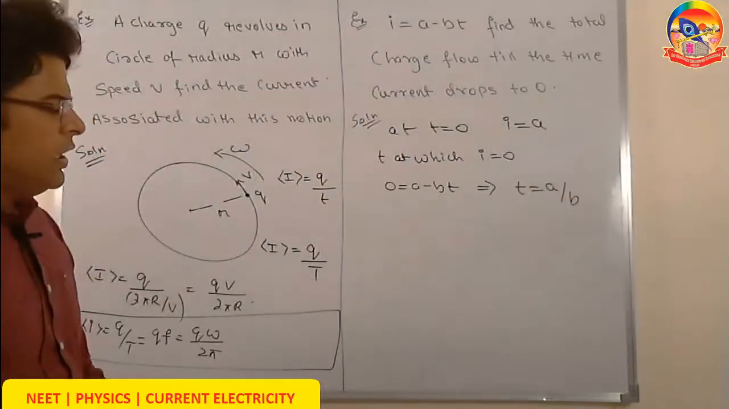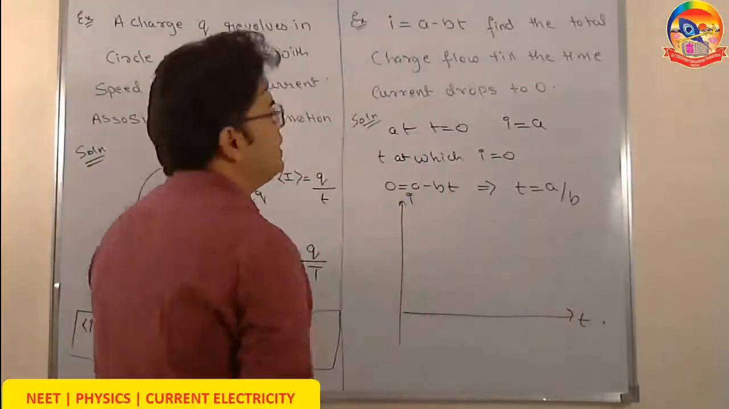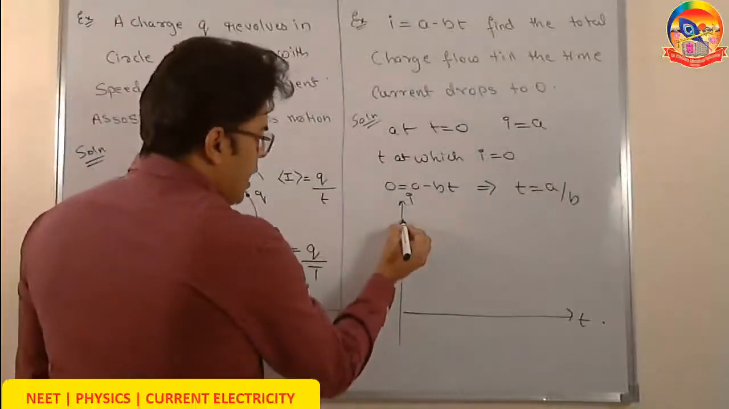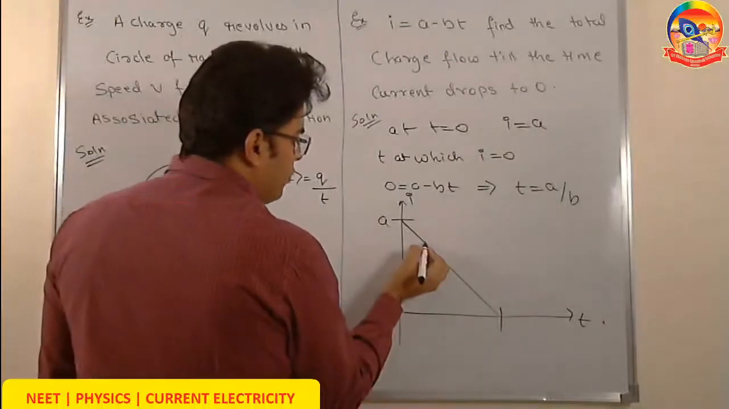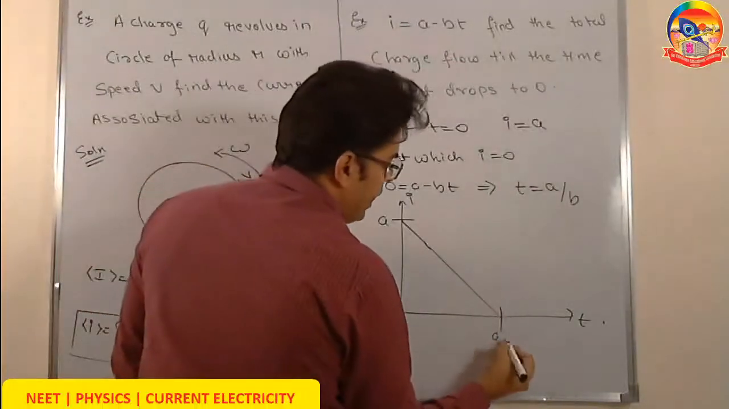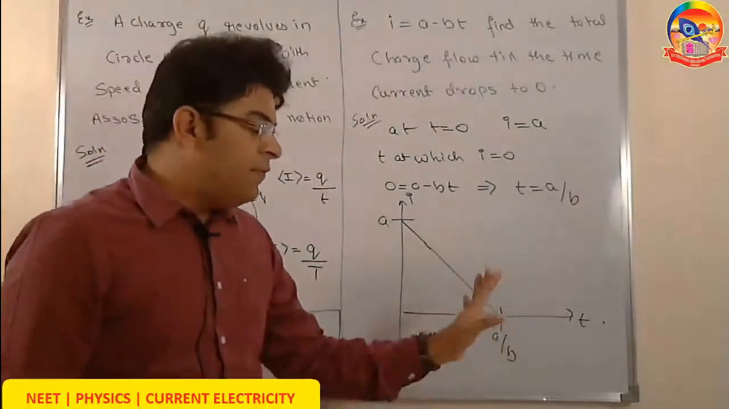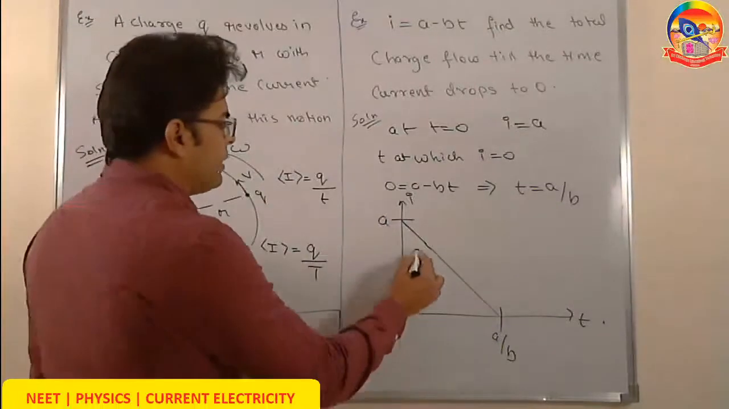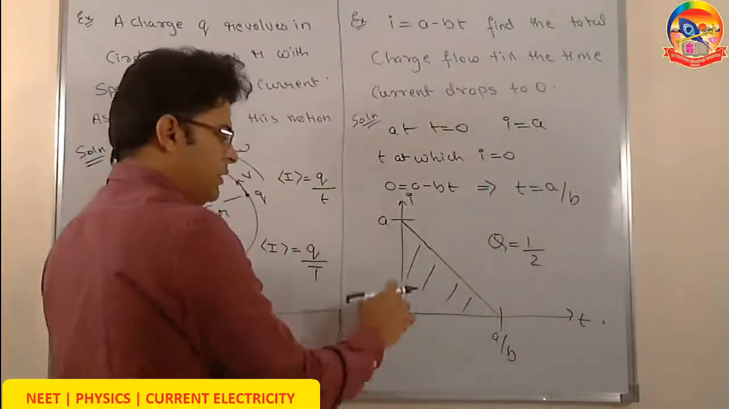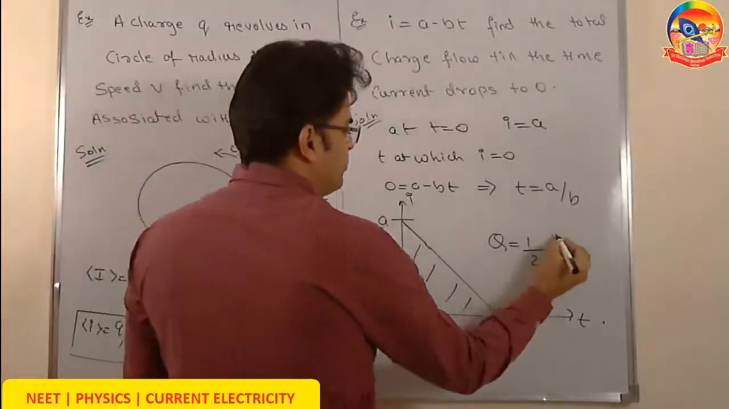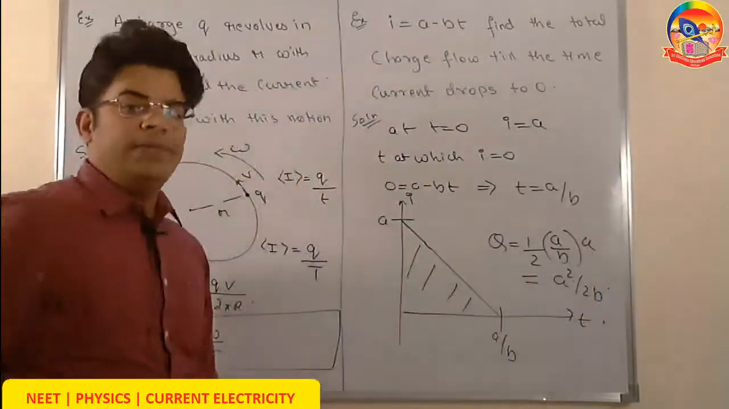Now, how to find the total charge flow? If we look at the current time graph, it is going to be a straight line. The y-intercept is A, and the current drops to 0 at a time equal to A by B. So, at time 0, current is A, and at time A by B, current becomes 0. The area under the current time graph gives us the total charge flow. So, the total charge flow has to be nothing but this area, which is the area of a triangle, half into base into height. That comes out to be A square by 2B.